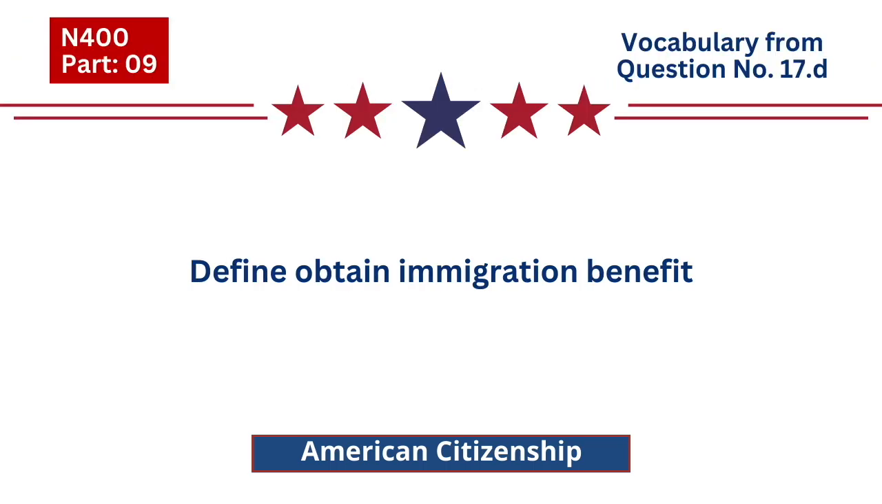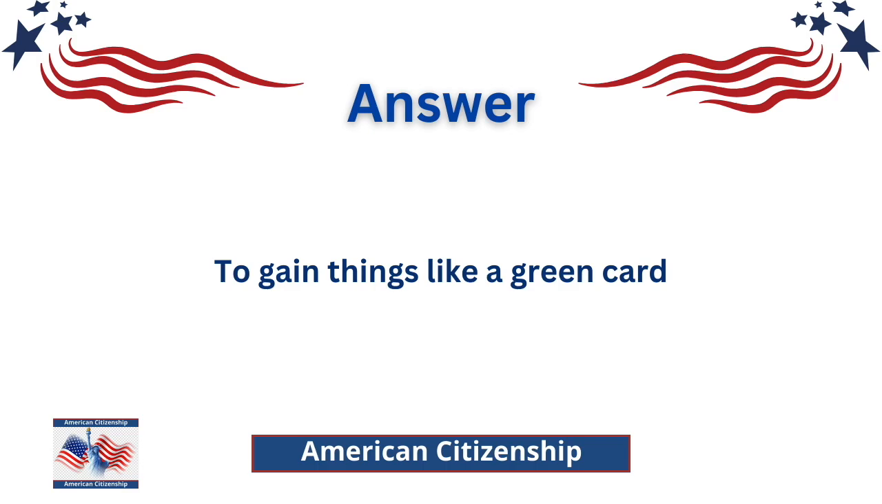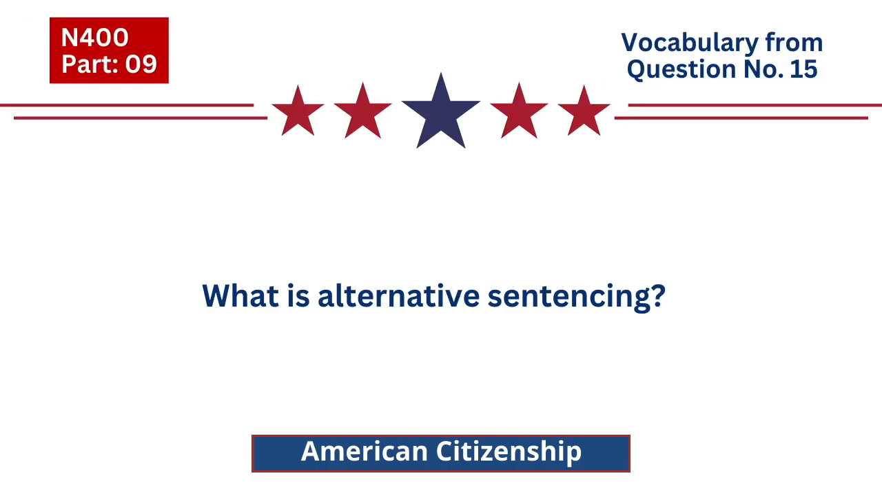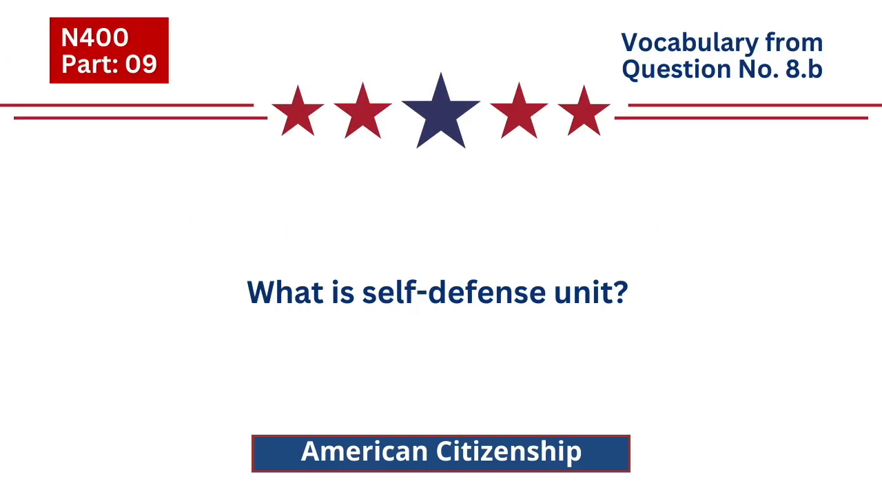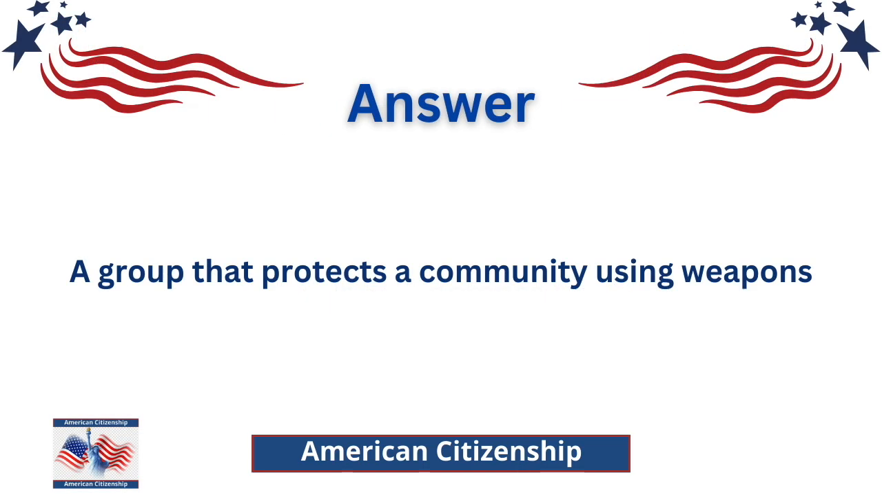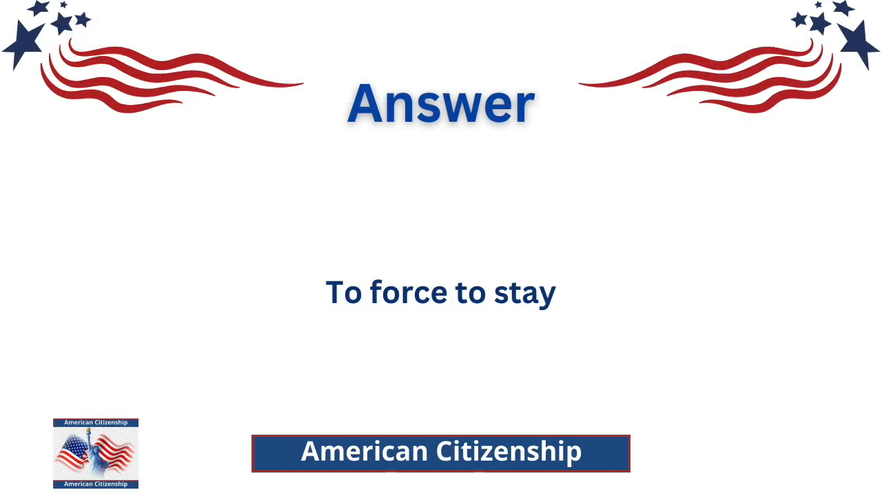Define. Obtain immigration benefit. To gain things like a green card. What is alternative sentencing? A different way to punish someone instead of going to jail, such as community service. What is self-defense unit? A group that protects a community using weapons. Define. Detain. To force to stay.